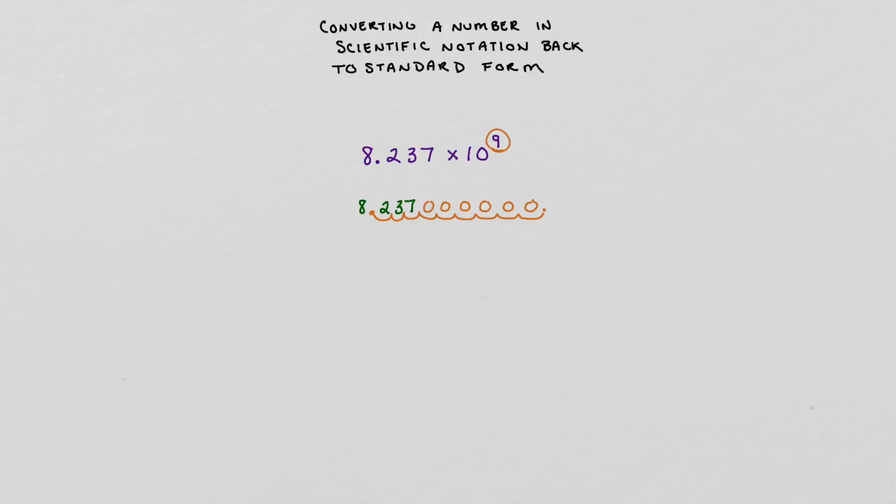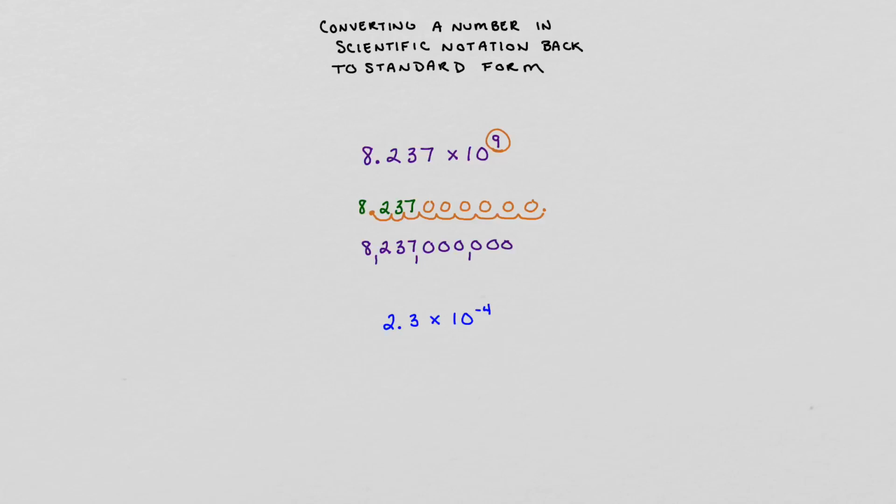So now that we're done, we're ready to present our final solution. So this will become 8,237,000,000, and then we're done. Likewise, say we want to convert this value, 2.3 times 10 to the negative 4th. So again, looking at that number, I know I'm going to have a decimal value because of that negative exponent.